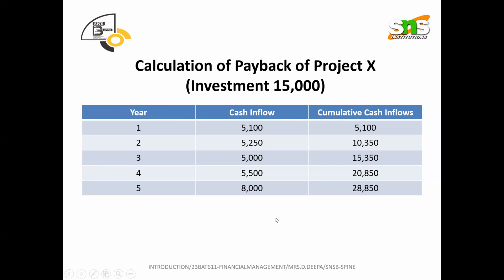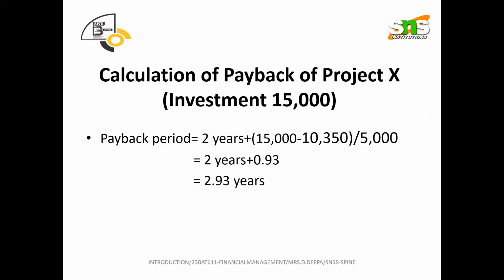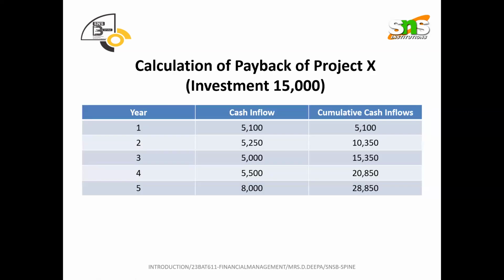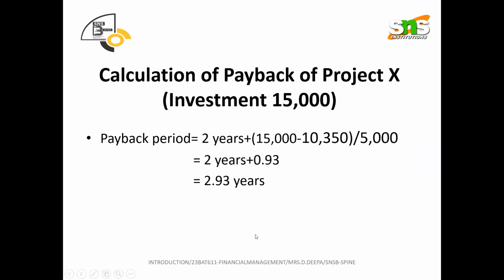So far we have calculated cash inflow as well as cumulative cash inflow. Now how do we find the payback period? From this data, we identify our initial investment, 15,000. Between year 2 and 3, we get 15,000. Am I right? See, the second year is 10,350, and for the third year it goes to 15,350. So for year 2 we should stop. The second year is confirmed. Between 2 and 3, some actual data we need to find out.